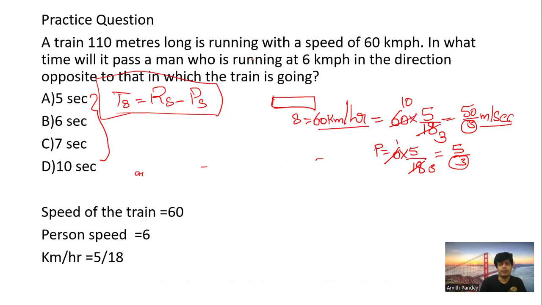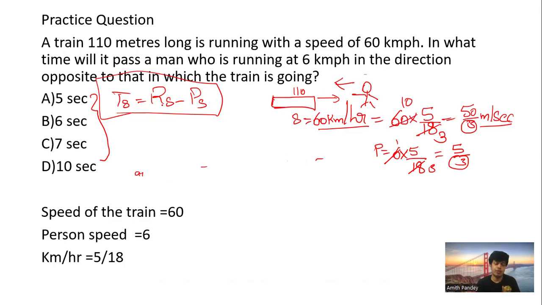What the question is saying is there is a train which is 110 meters long. It is running with this speed. In what time will it pass a man who is running in the opposite direction? So the train is going in this direction, and there is a person coming in the opposite direction. In what time?